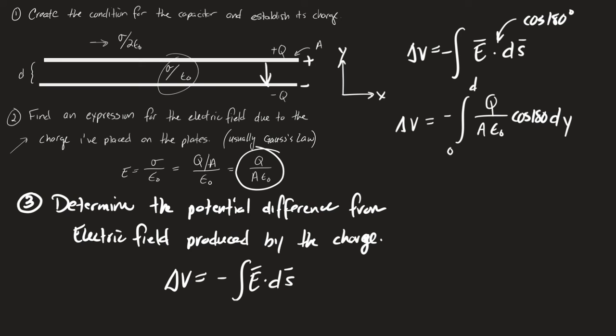Now, hopefully you note that everything in this integral is a constant. Q doesn't change as I move from one plate to the other. Epsilon naught doesn't change, and A doesn't change as I go from one plate to another. Those are all fixed quantities. The cosine of 180 is -1. So this whole thing becomes Q over A epsilon naught and the integral from 0 to d of dy.